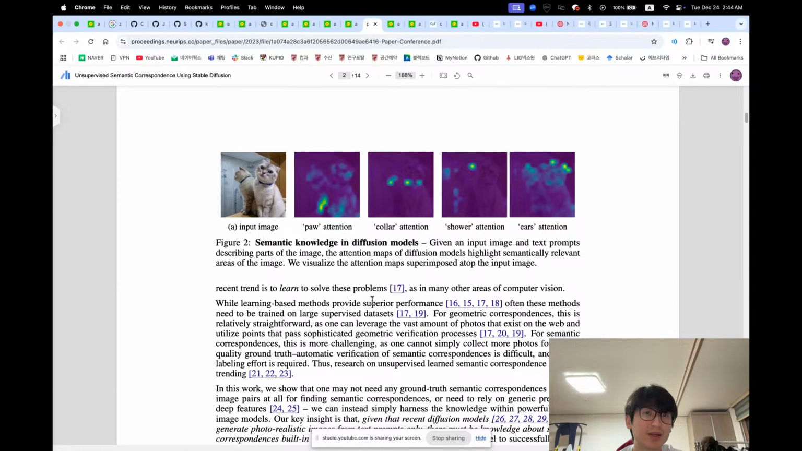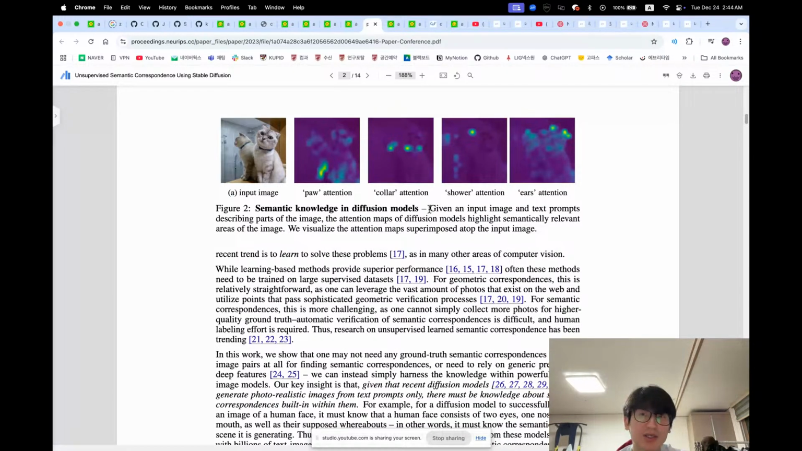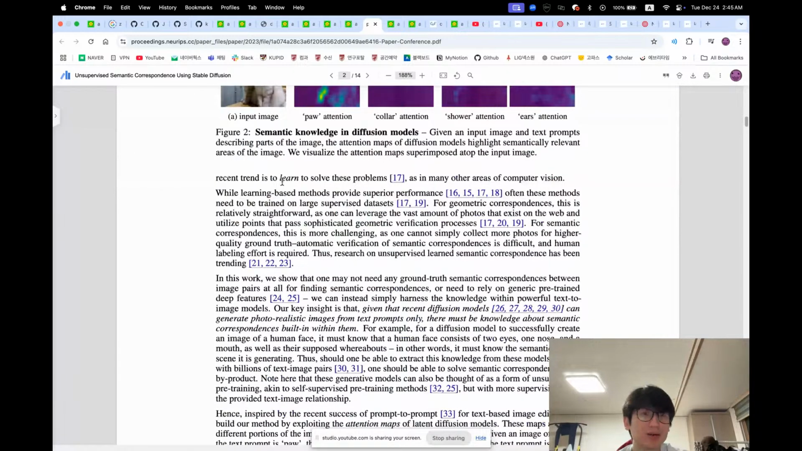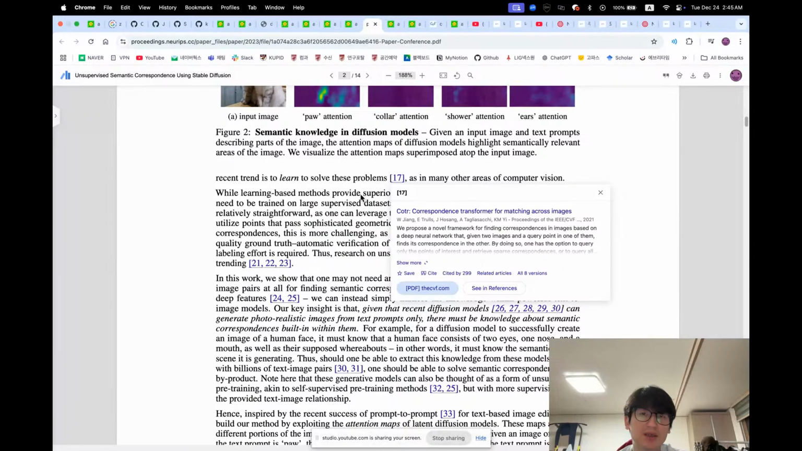Interesting. So, semantic knowledge in diffusion models: given an input image and a text prompt describing parts of the image, the attention maps of diffusion models highlight semantically relevant areas of the image, superimposed atop the image. So given an input image, if I say paw, the attention maps all differ for paw, collar, shower, and ears. A recent trend is to learn to solve these problems, as in many others in computer vision. Let's see, COTR.